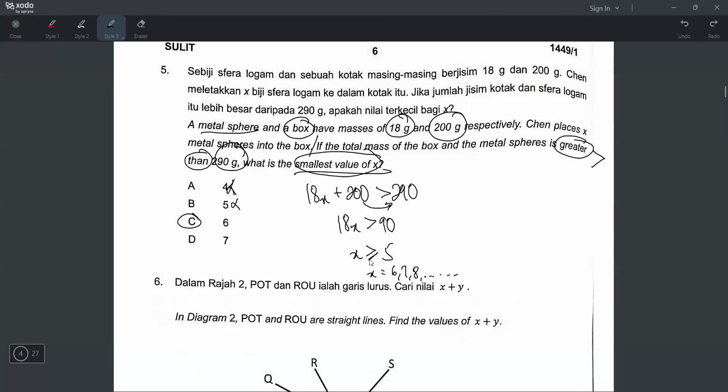But what if there's a line down here? What if that is like greater than or equal? Then 5 is included. 5 is included in your solution if there's a equal symbol here, but there's no line down there. So 5 is not included. The smallest value should be x.